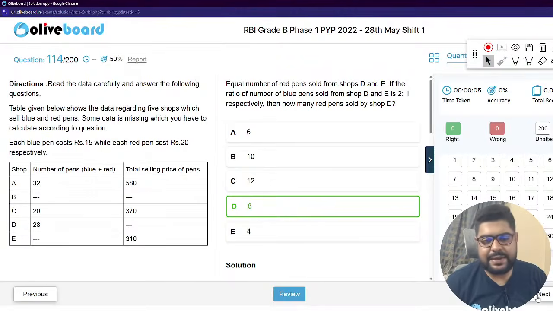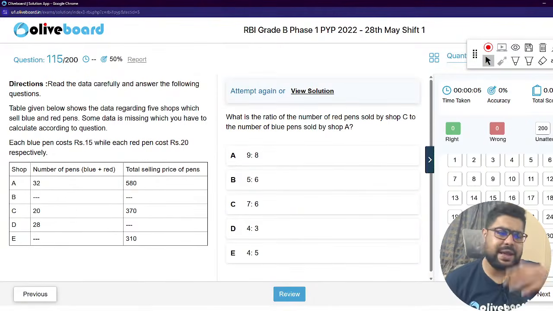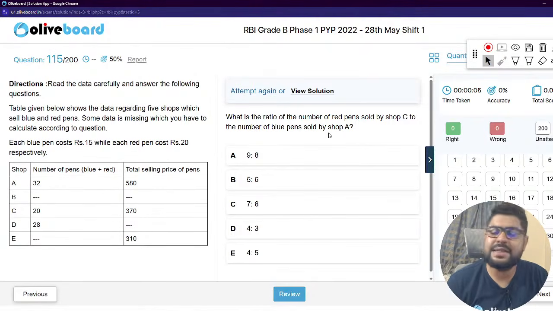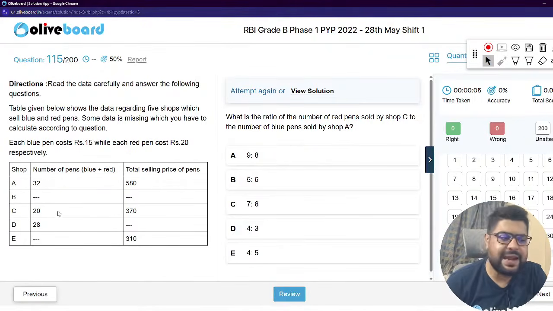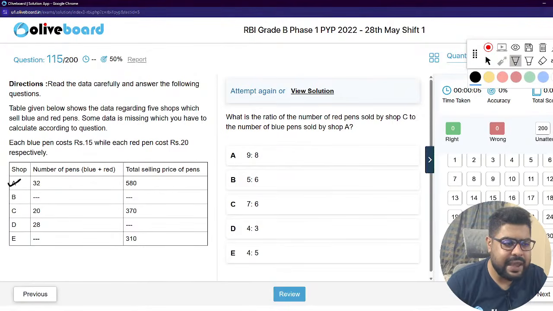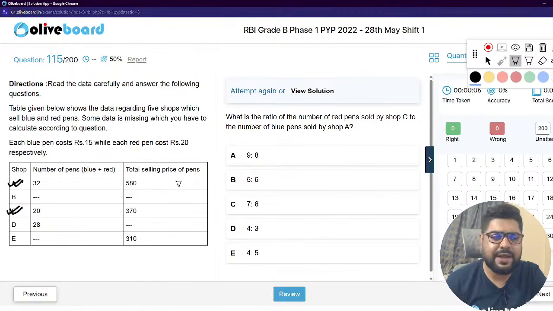Now again, let's do one more question, then I'll move on to something. Ratio of number of red pens sold by C to this A. Sir, again, this is very easy. Let's skip this. Why? Because I'll do something else. C and A, I told you in the beginning only, you just need to solve. If you want me to solve, I can solve and give the answer. It's not very difficult. चलो कर ही देते, यही कर देते.